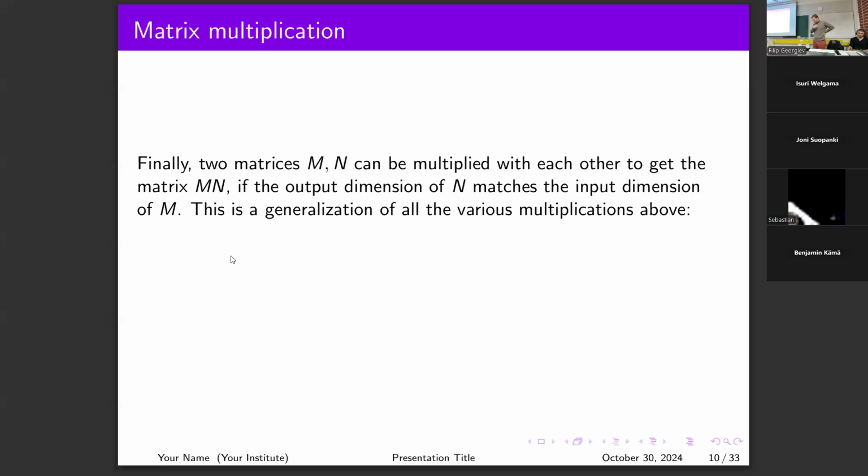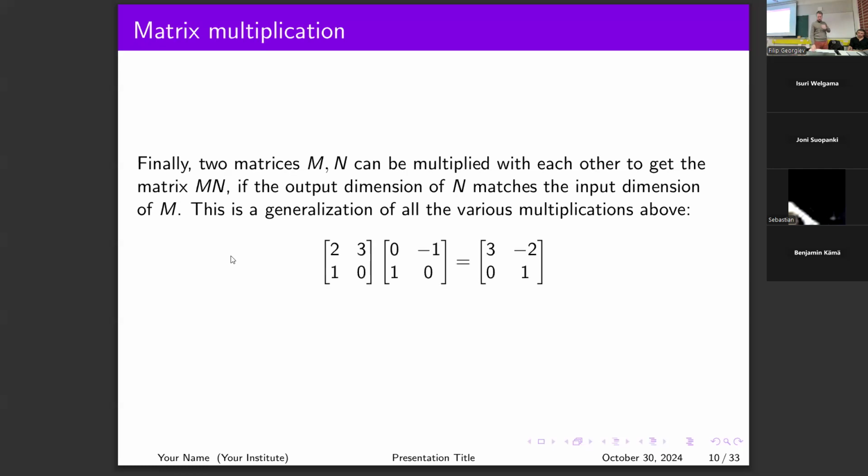So before that, matrix multiplication. We not only multiply a matrix by a vector, we can also multiply a matrix by a matrix. What has to happen is that the dimensions match.